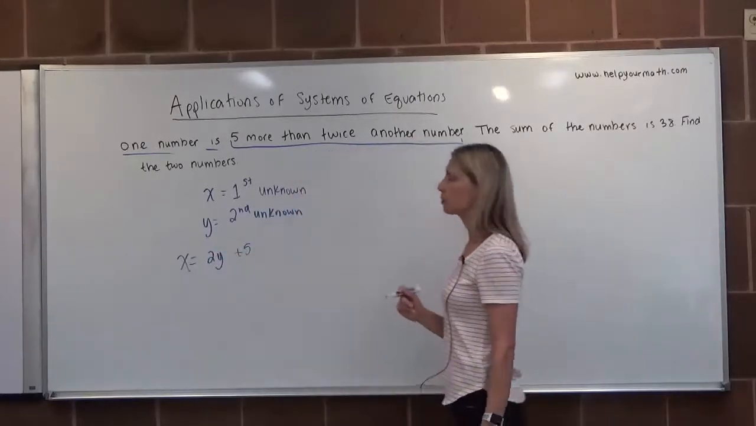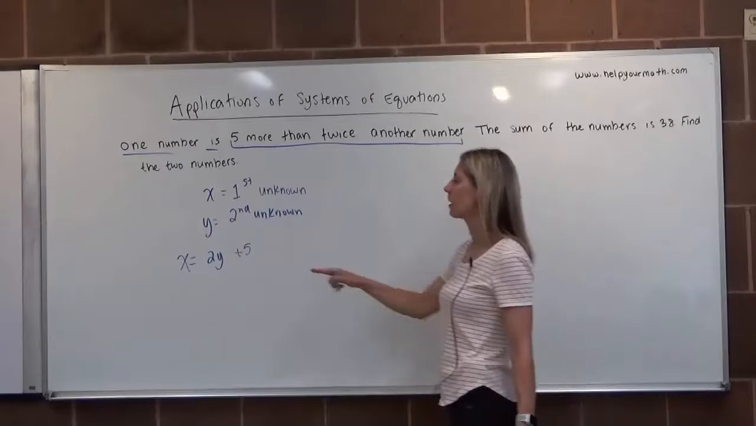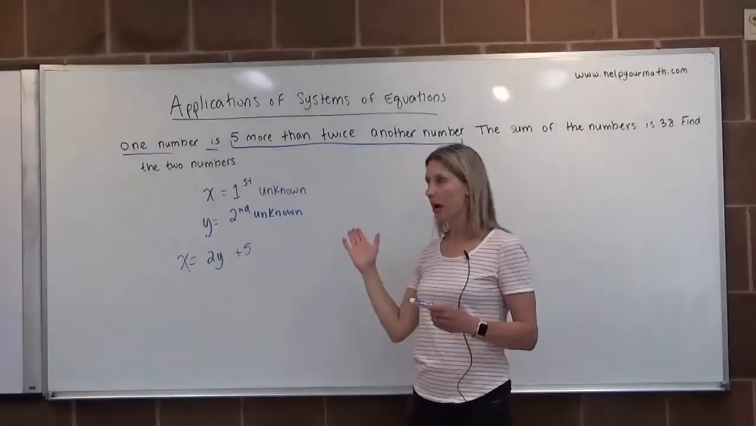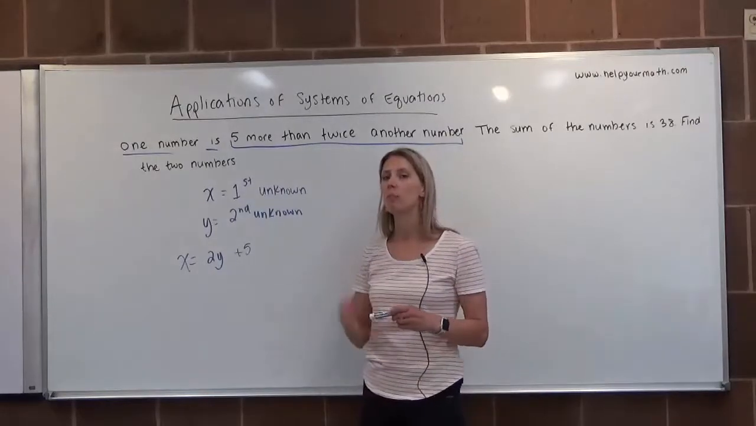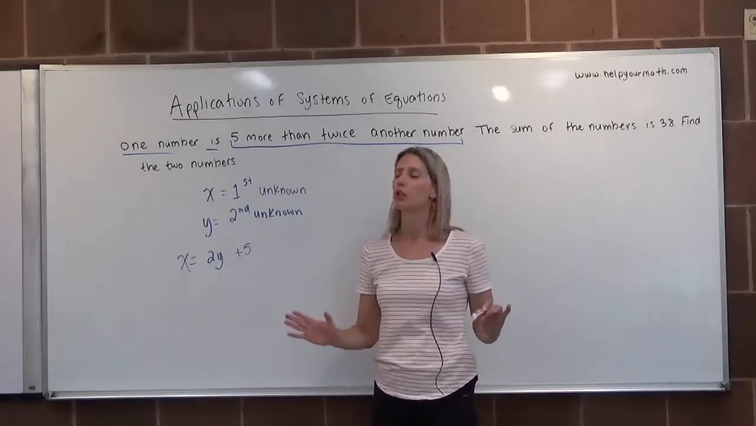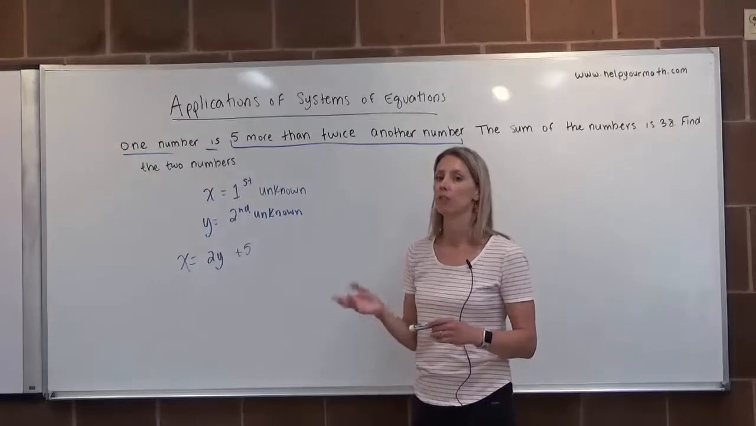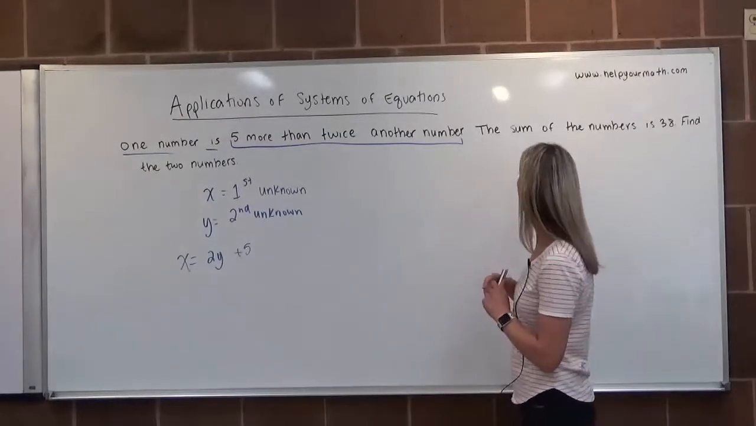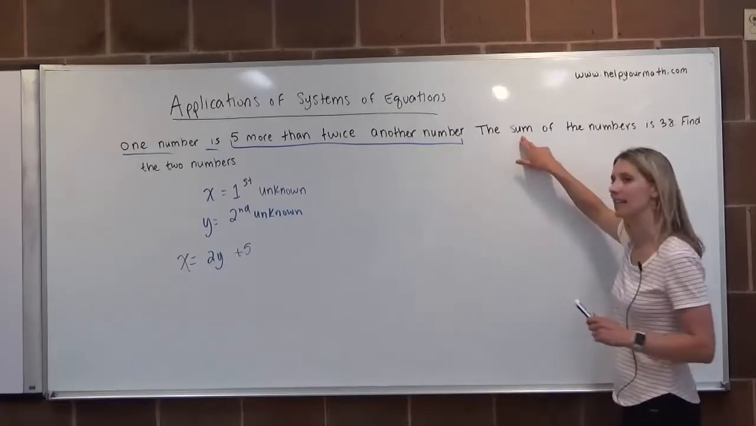So the first sentence, one number is 5 more than twice another number, is going to be x equals 2y plus 5. If you tried this before I started talking and you put 5 plus 2y, that's totally fine. Addition is commutative, so the order technically doesn't matter. Same equation.